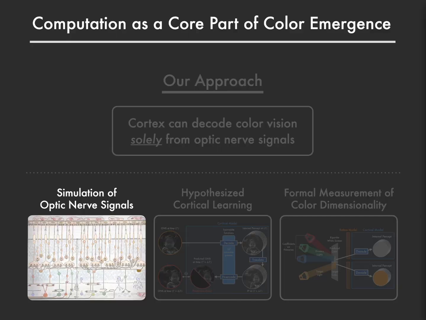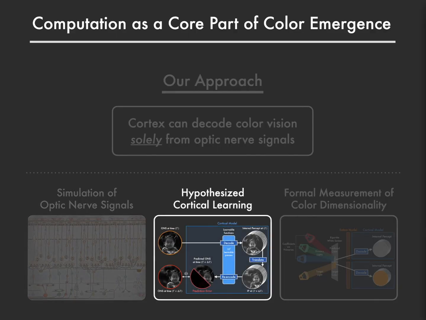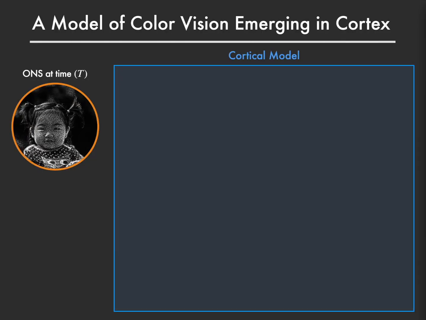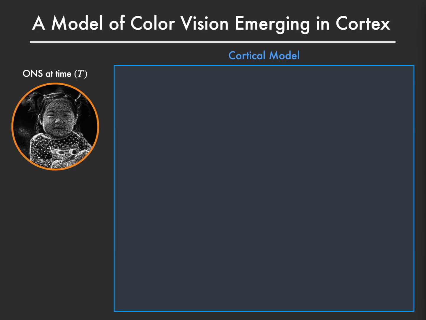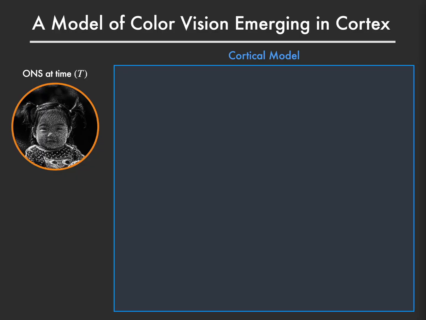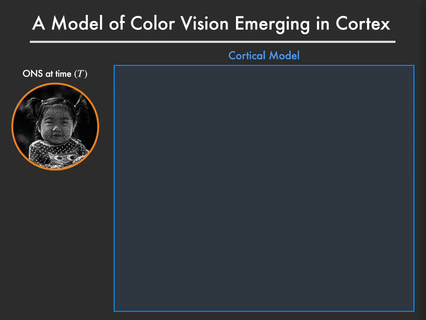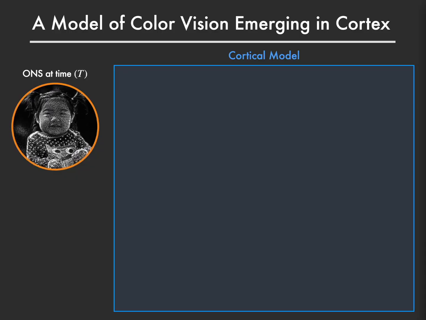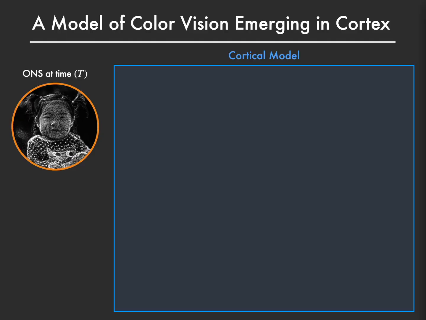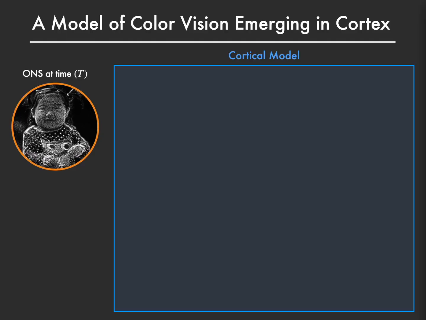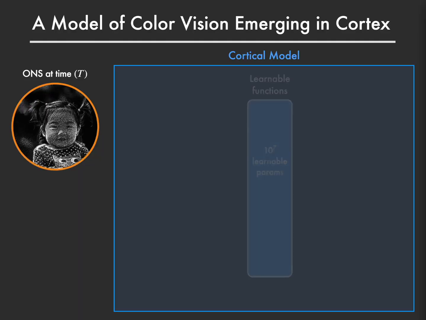So we just talked about our simulation of optic nerve signals. Next, we discuss our hypothesized cortical learning. Our model says everything is going to happen inside cortex, and it knows nothing else about the world except it receives the stream of optic nerve signals. Here we assume that cortex first time averages spike trains to get the time averaged optic nerve signals. Here we show only one image, but this model will learn from the database of hyperspectral images.